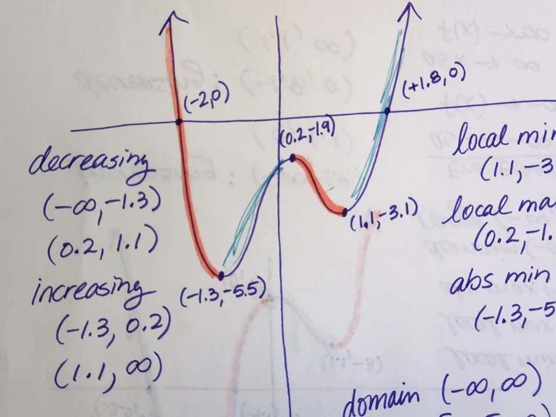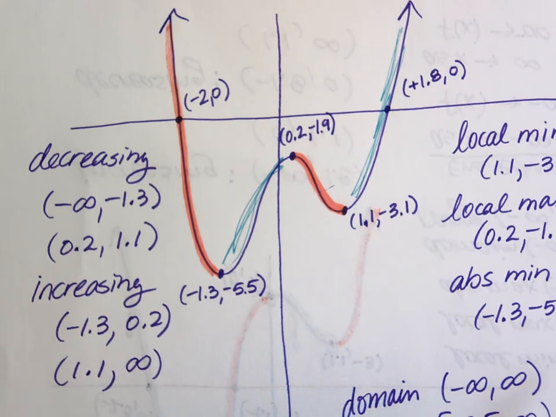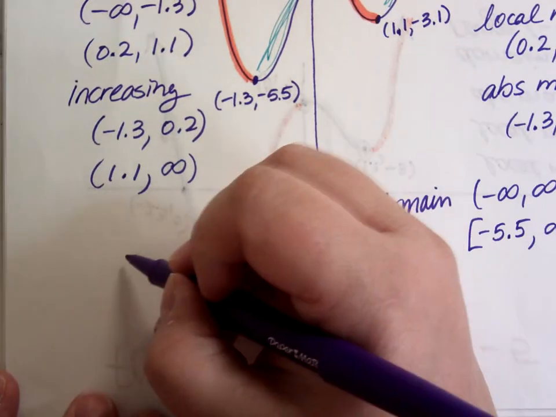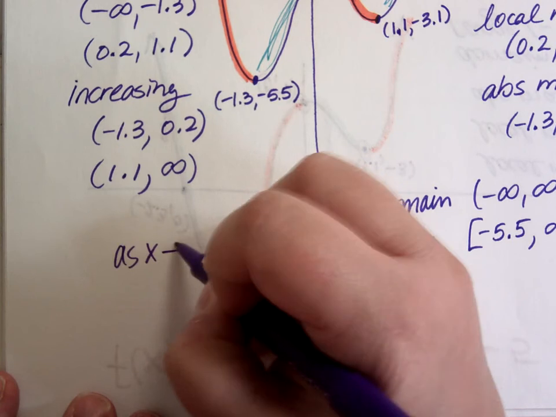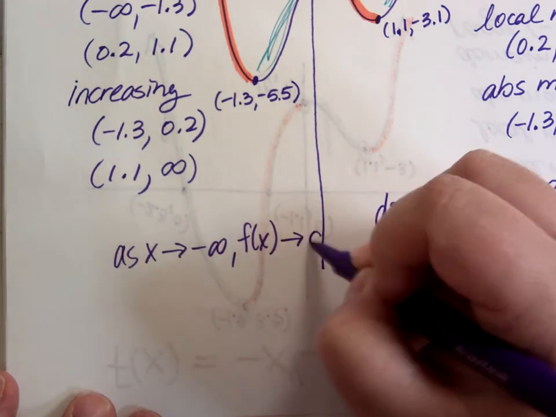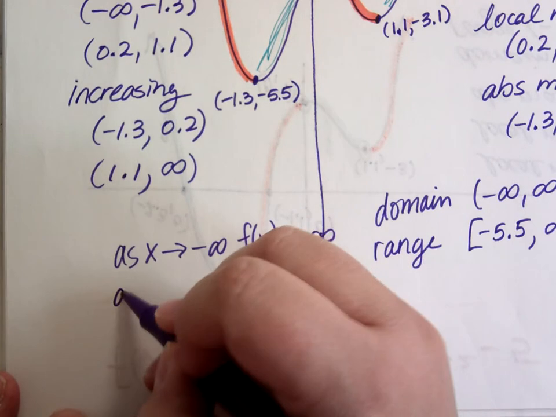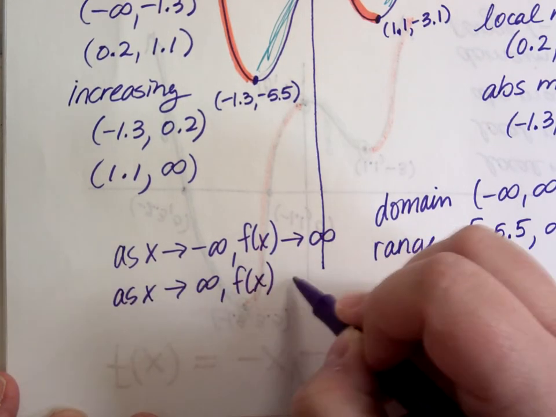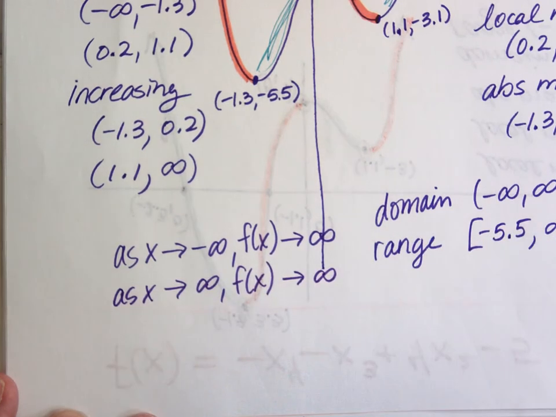And last but not least, I have end behavior. My end behavior, because both ends are pointing up, I have as x approaches -infinity, f of x approaches positive infinity, it points up. As x approaches positive infinity, f of x also approaches positive infinity, meaning it points up. And that is all.